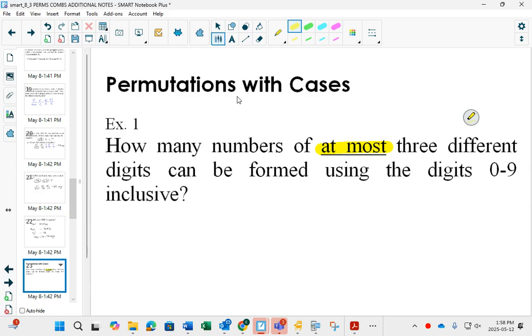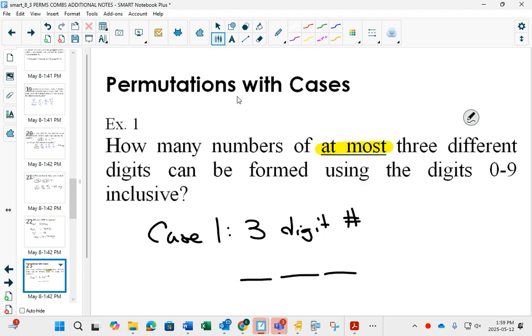At most, 3 different digits. So we have to break this question up because we could count 3 different digits, or 2 different digits, or 1 digit, and they'd all be considered. So what we do in a cases question is we actually write out case number 1 and describe what we're going to count. I'm going to count my 3-digit numbers, so I would have 3 decisions to make.